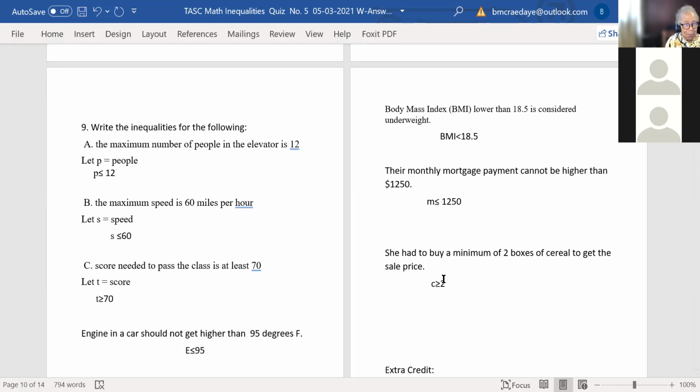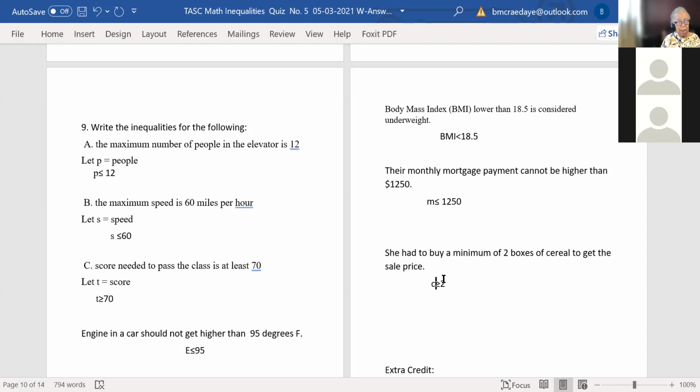Got it? Okay. So those are just some examples, because your next worksheet will have some more of those, and I want you to be able to translate them to the inequality using the words.